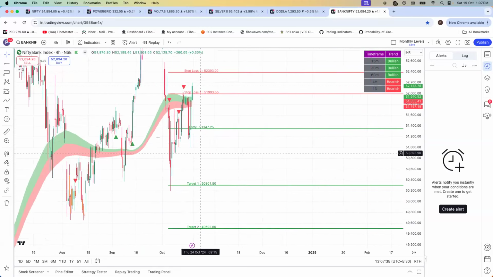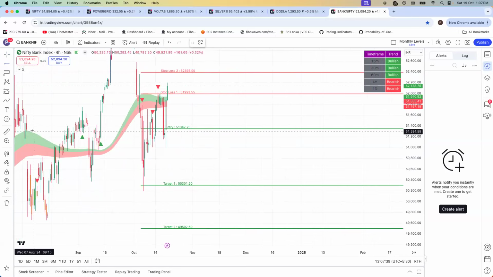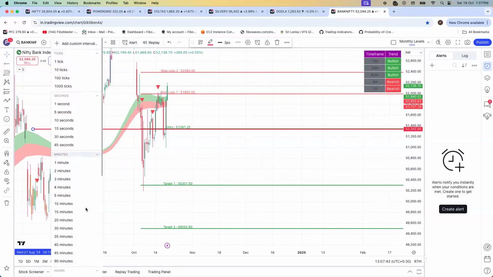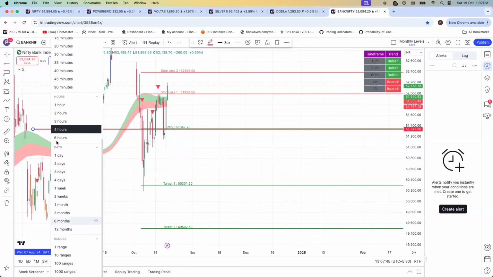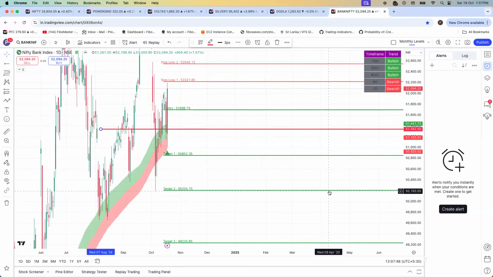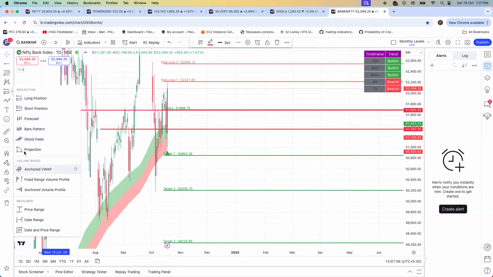Where is the entry? Sell entry. Sell entry is here. On the 4 hour time frame, sell entry is this. Okay, and the 1 day time frame. I just moved to the 1 day time frame. Sell entry is here. So that means this area is a very important area for me to work on.